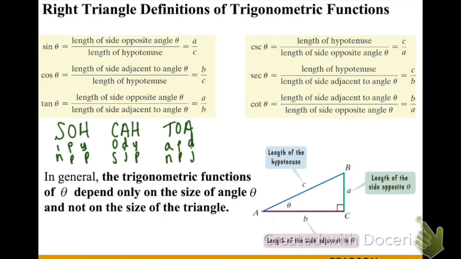Remember that if theta moves, then we change the labels of our opposite and our adjacent side. So in my picture down here, if theta were actually on angle B, then side B would be my opposite and side A would be adjacent.